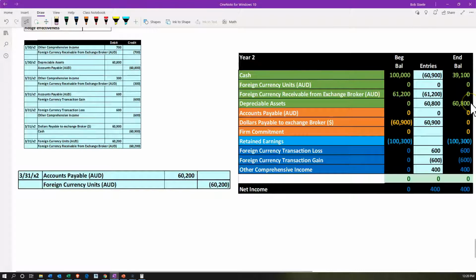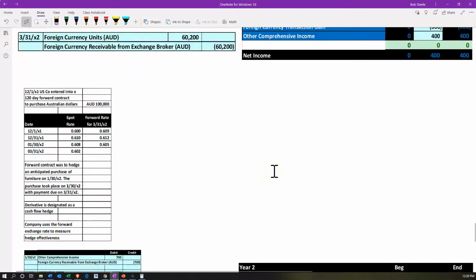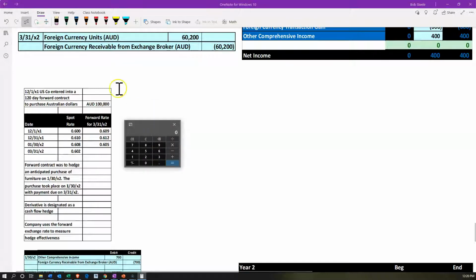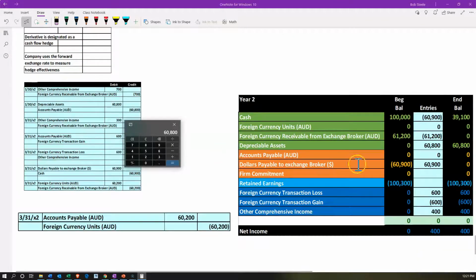The depreciable asset is on the books at the 60,800. So it's basically simply on the books at the point in time that we actually purchased it at this point, right? We didn't adjust it for the currency differences. We just simply took the 100,000 and multiplied that times the spot rate at the point in time that we actually received it, which was, when did we actually receive it? On January 31st, 0.608. That spot rate. So we put it on there at the 60,800.